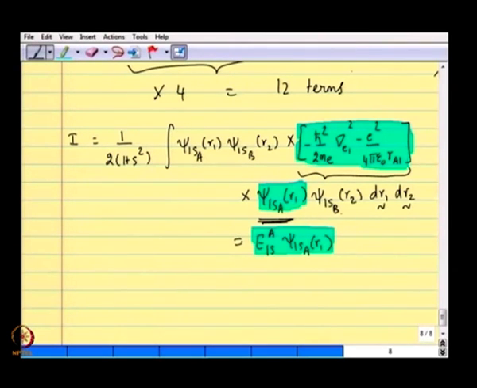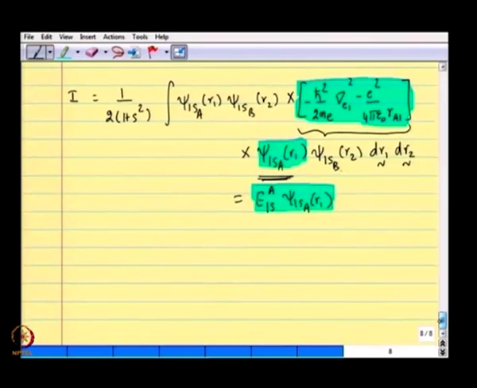And the rest, you know, is going to be normalization, because what is left over, once the Hamiltonian operation is taken as a constant with the eigenvalue, is the wave function: the integral of psi 1s A(r1) psi 1s A(r1) dr1, and then the wave function which is not changed, psi 1s B(r2) psi 1s B(r2) dr2, and therefore that is 1. So the answer here is simply E 1s A.